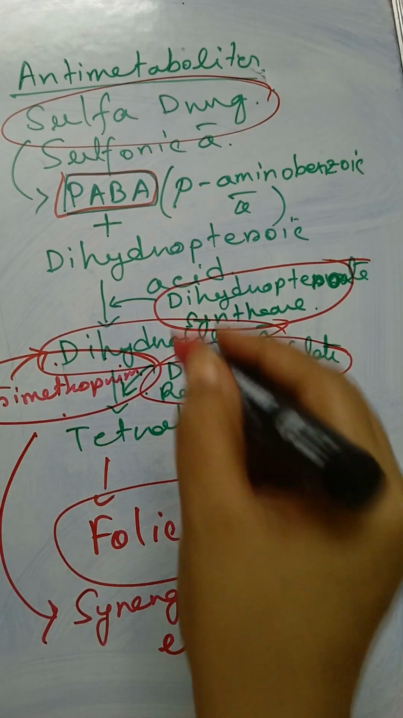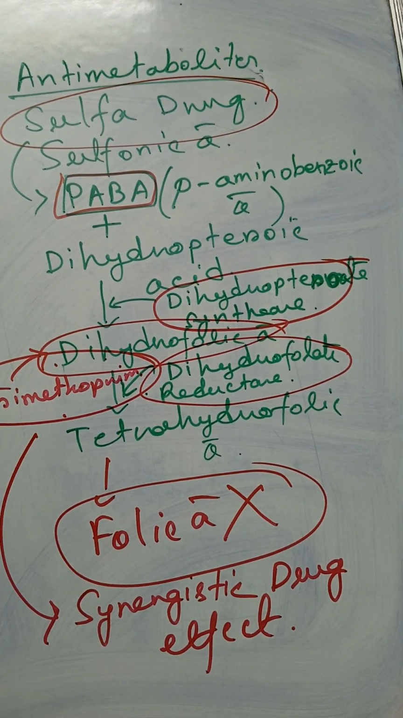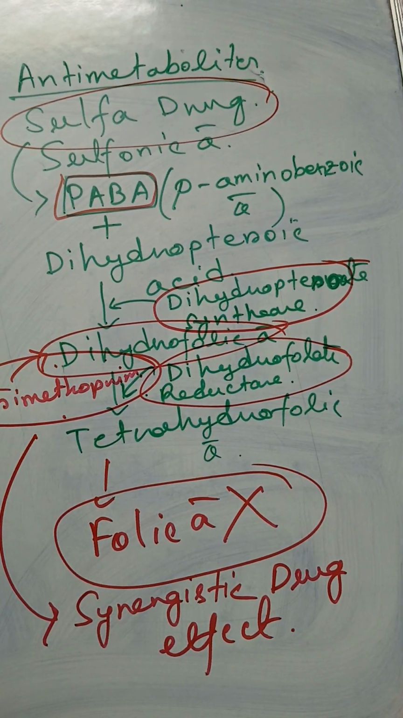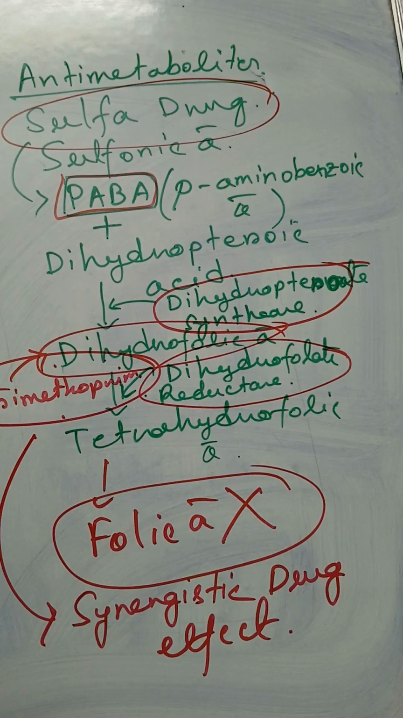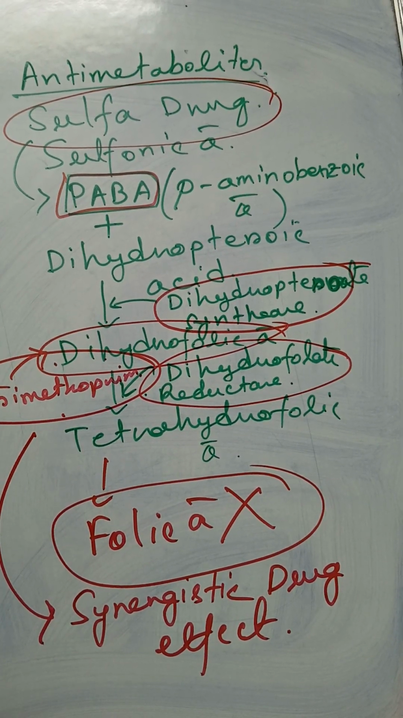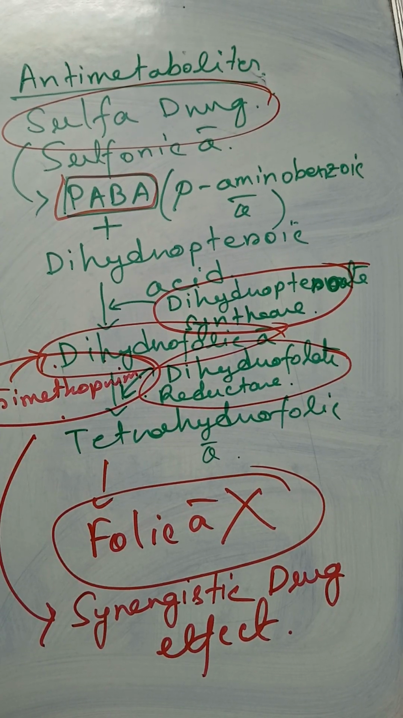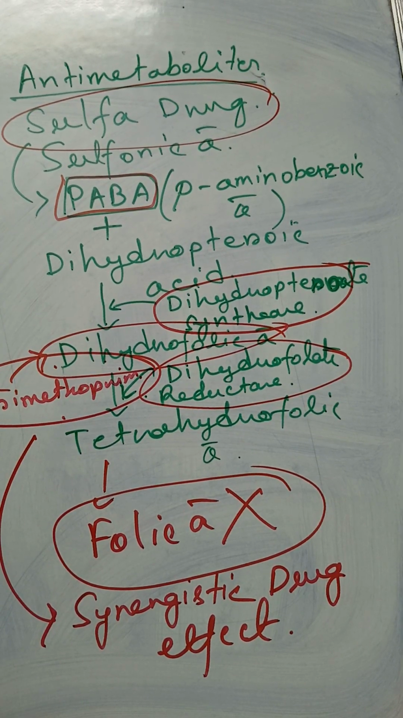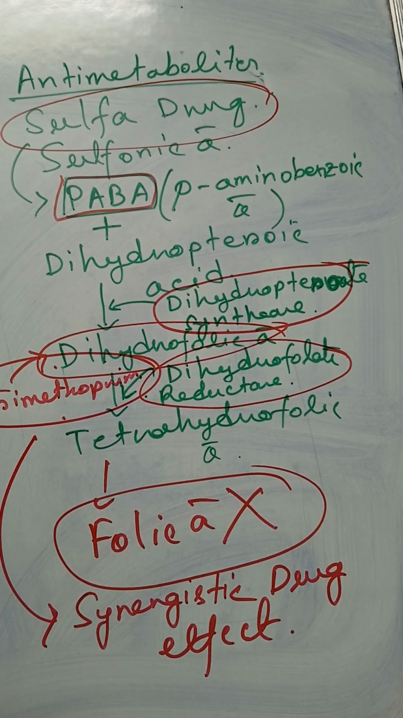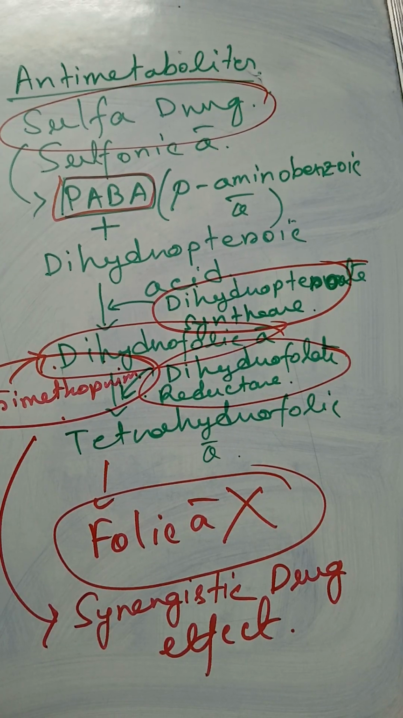Okay, and both of these drugs inhibit the same metabolic pathway in successive reactions. Always remember this: the same metabolic pathway will be inhibited by the two drugs in two successive reactions, with a very low toxic level but a very high therapeutic index, and that is known as the synergistic drug effect. Okay, so this is it.